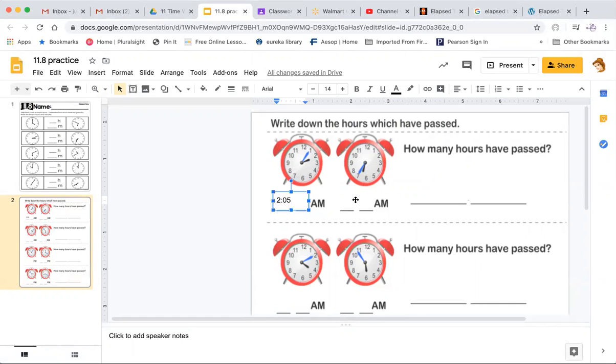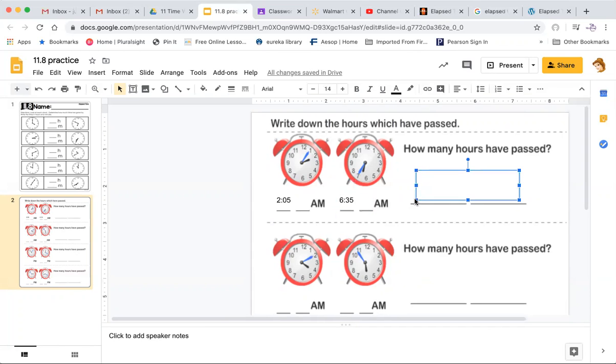Now I'm going to look at my second clock. My hour hand is between the 6 and 7, so my hour is 6. And my minute hand is pointing to the 7, and I know 5, 10, 15, 20, 25, 30, 35. So it's 6:35. Now, how much time has passed? Well, my minute hand has to go from the 5 to the 35. So I'm going to count that. Here we go. 5, 10, 15, 20, 25, 30. So I know my minutes is 30.